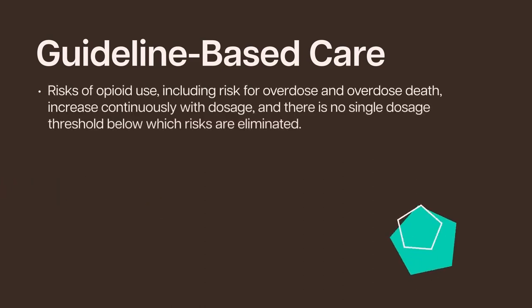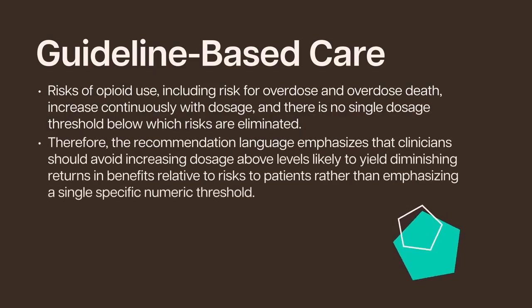Bear in mind, though, that risks of opioid use, including risk of overdose and overdose death, increase continually with dosage, and there is no single dosage threshold below which risks are eliminated. However, the guideline, rather than emphasizing a single specific numeric threshold, recommends that clinicians avoid increasing dosage above levels likely to yield diminishing returns and benefits relative to risks to the patients. And that balance between risks and benefits is going to be determined by innumerable factors unique to the patient that you're seeing in that moment.